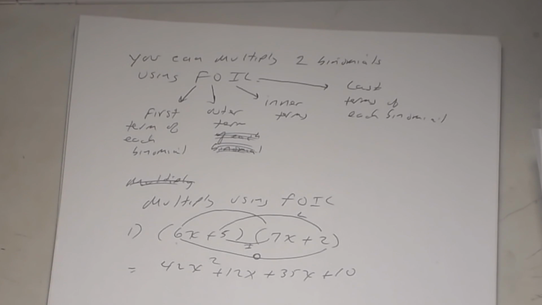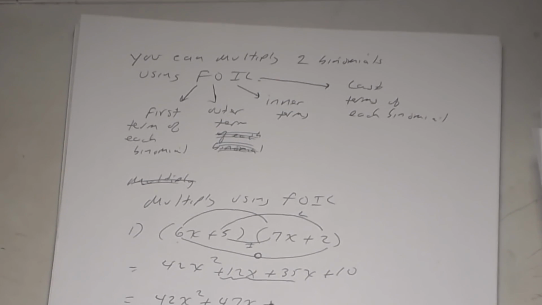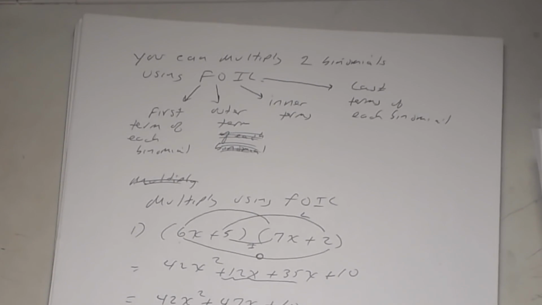Can I combine any of them? Yes. Normally, not always, but normally you'll be able to combine the outer and the inner. So what's 12x and 35x? All right, so what's the answer? 42x squared plus 10. So that's your answer. So that's the FOIL method.